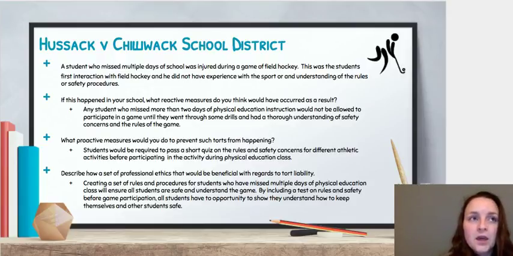So the first thing I would want to do is figure out a policy for if a student did miss multiple days of physical education.